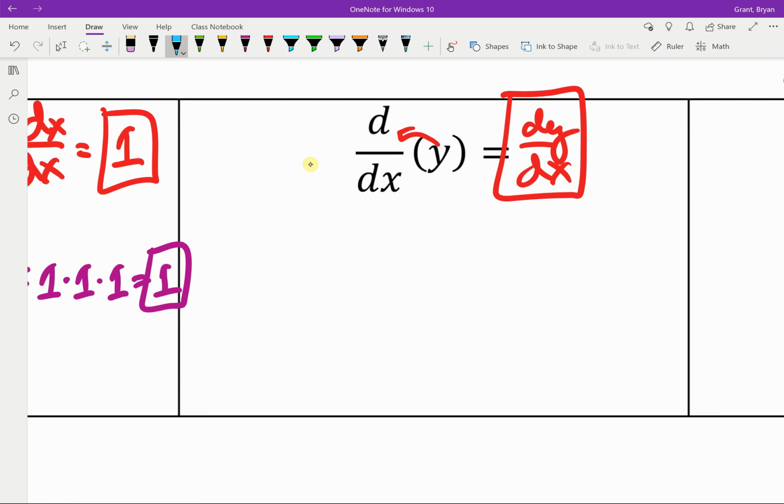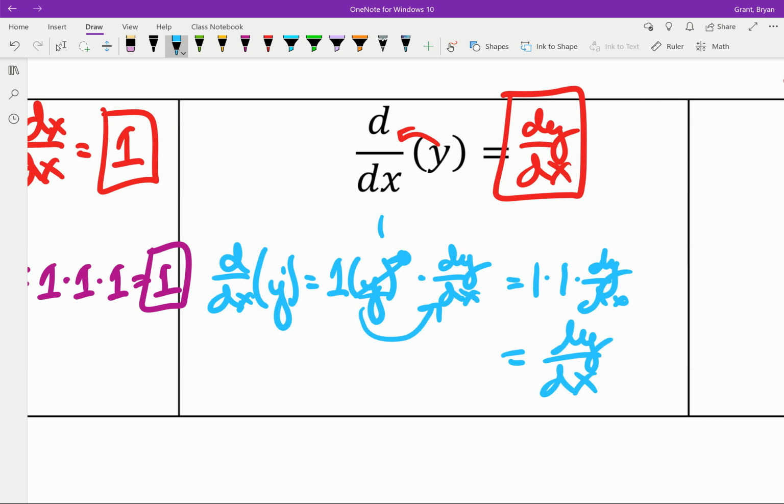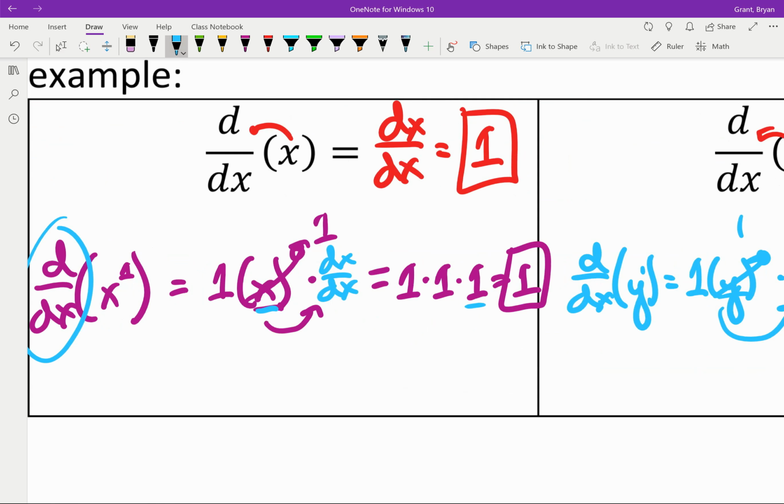d dx of y, well, we're going to take d dx of y and think of it as y to the first. So this becomes 1 times y to the 0th times the derivative of y. But we know that the d dx of y, we need to bring the y up and it becomes dy dx. Nothing cancels out here. And so we end up with 1 times dy dx, which is, of course, dy dx. And maybe it should be worth noting that I should have done that over here too, that this 1 here really is d dx of the inside, which is dx dx, which is where that 1 comes from at the end. Maybe that's a better way to think about it.